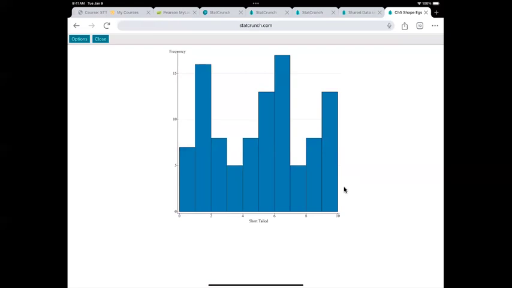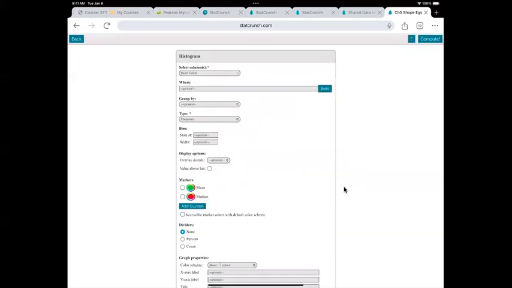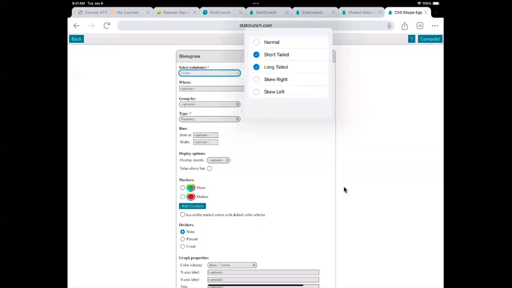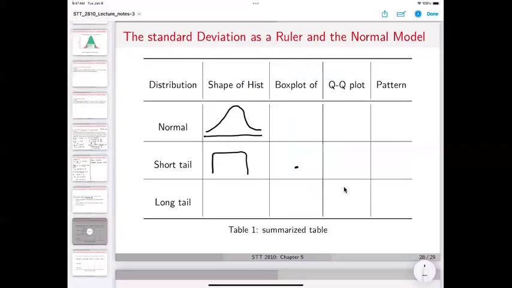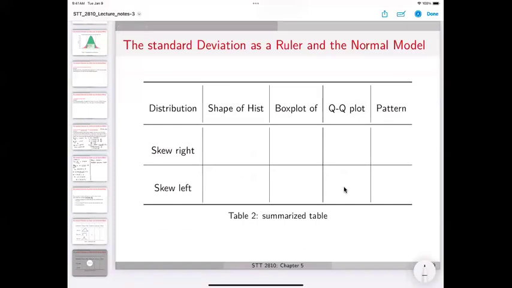Now let's go to the long tail. We just go to options, or yours is edit, and then let's choose long tail. And then let's hit compute. You see the long tail. You see the peak is in the middle. So it looks like this. Look at how the long tail looks. Do you see that? Okay. Any questions on what we've done so far? Okay. Now let's proceed to the right skewed and then the left skewed.